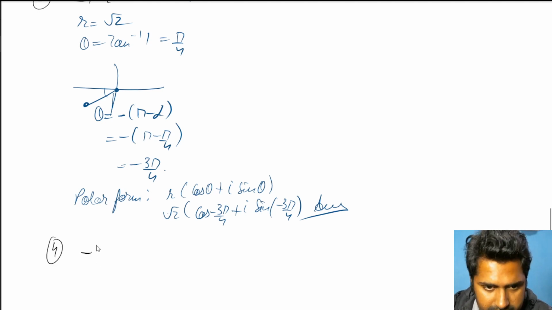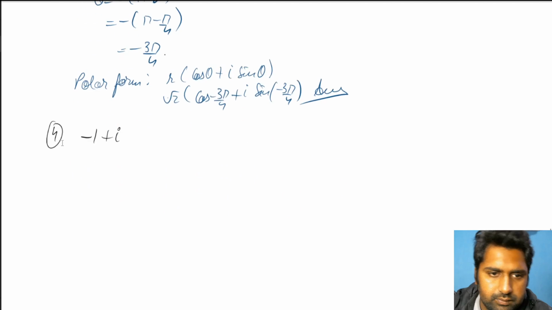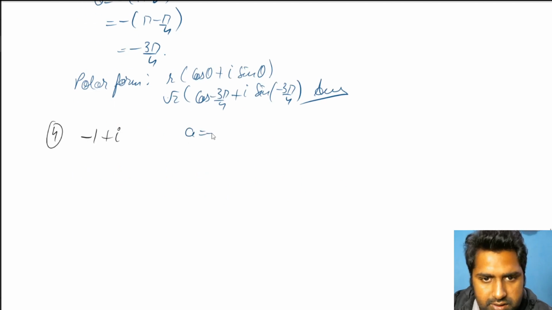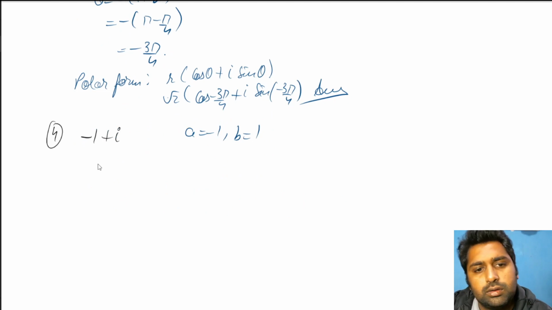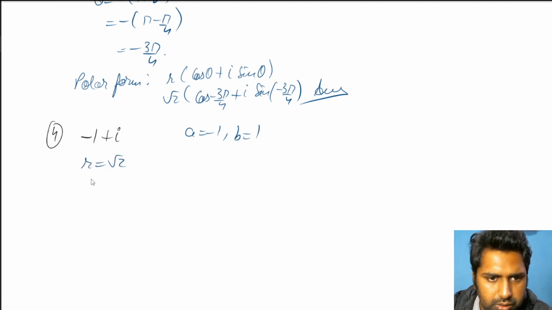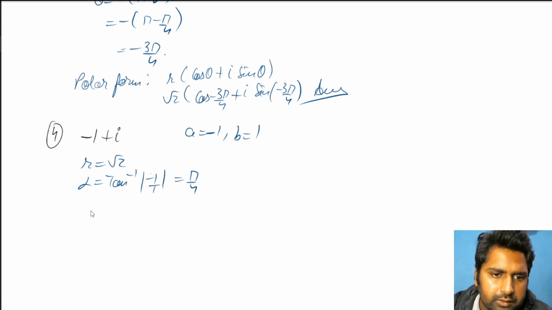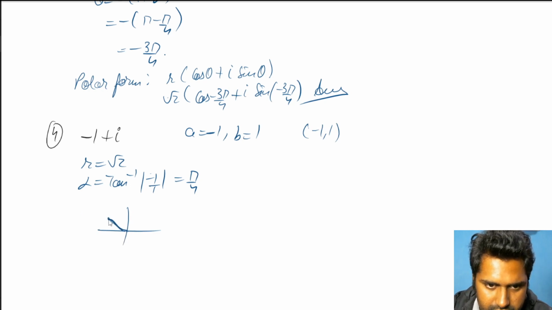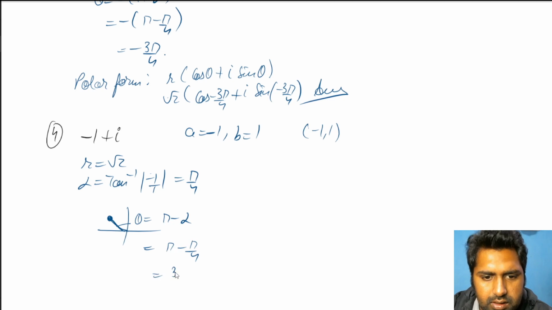The fourth one was minus 1 plus iota. Again, a is minus 1, b is 1, r is again root 2, alpha is tan inverse, again mod of minus 1 upon 1, that's pi by 4 again. Then locating the quadrant, this is (minus 1, 1). Pretty much this is the second quadrant. So your complex number is in the second quadrant. In the second quadrant, theta is pi minus alpha. So pi minus pi by 4, that's 3 pi by 4.